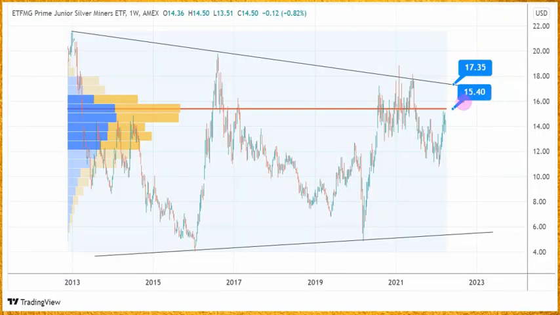Next, the silver junior miners on the weekly scale. This is the full history for this ETF. We've been looking at this big consolidation triangle pattern. It's massive, isn't it? It's absolutely massive. So the actual final outcome of this pattern is going to be epic. For that to occur, we need a breakout above 1735. That will be the start of an epic run, I reckon.